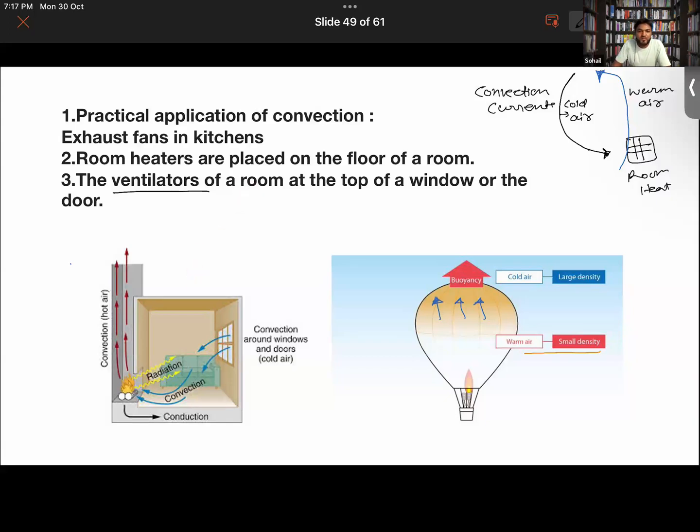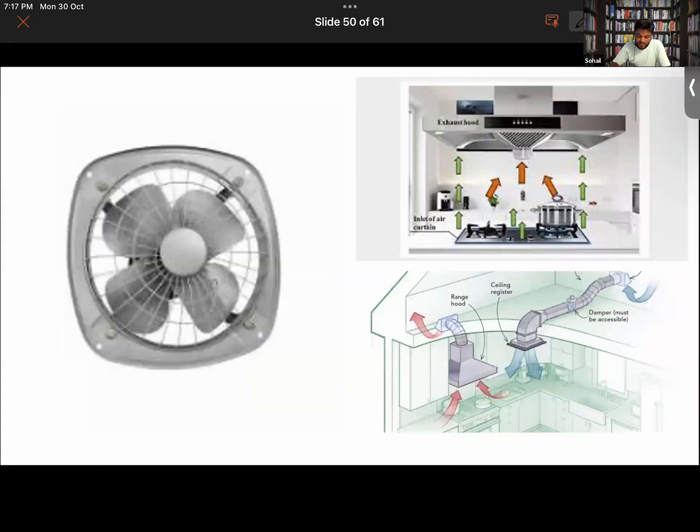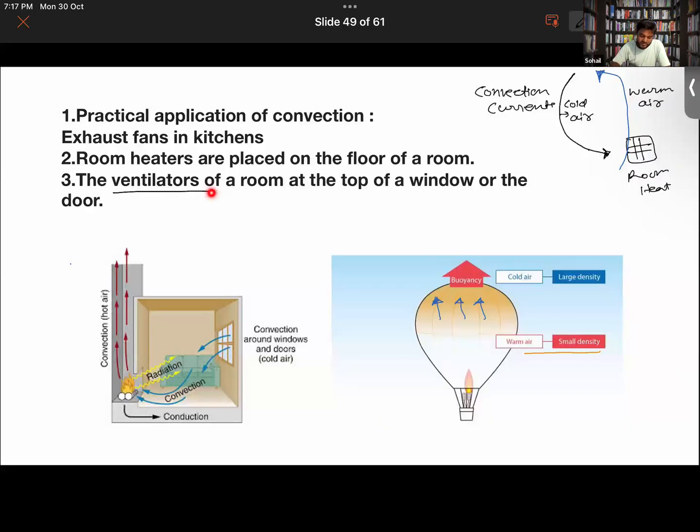Why basically ventilators, or we can also talk about exhaust fans. Look, this exhaust fan that is usually used is fitted near the ceiling of the kitchen. And talking about ventilators also, they are fitted near the ceiling. We place ventilators near the ceiling. Basically, ventilators are placed in the top part of the room. Why is it so?